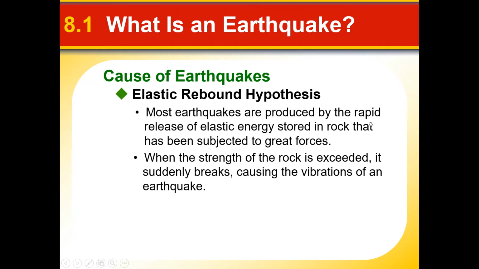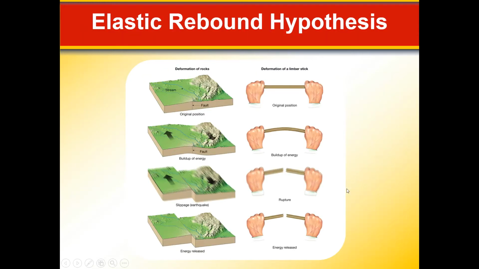So we have the causes of an earthquake. First, we have the elastic rebound hypothesis. Most earthquakes are produced by the rapid release of elastic energy stored in rock that has been subjected to greater forces. When the strength of the rock is exceeded by the energy it was storing, then eventually it will suddenly break, causing the vibrations, and eventually your earthquakes. So this is a good example of your elastic rebound theory.